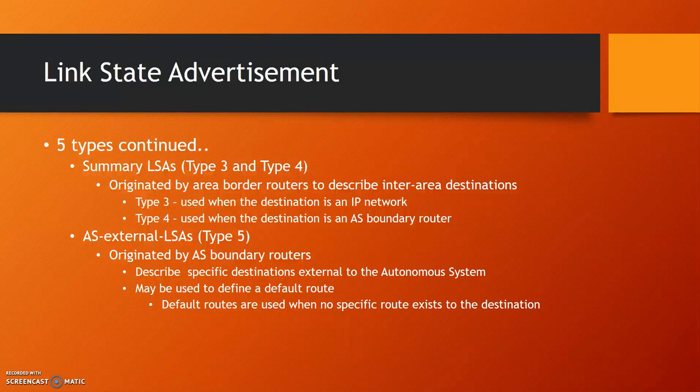Then there are types 3 and 4, which are classified as summary LSAs. They're originated by the area border routers to describe inter-area destinations. Type 3 is when the destination is an IP network, and Type 4 is used when the destination is an autonomous system boundary router. Then the last type, Type 5, are autonomous system external LSAs. They're originated by the AS boundary routers, and they describe specific destinations external to the autonomous system. Again, this is kind of like using a default gateway.